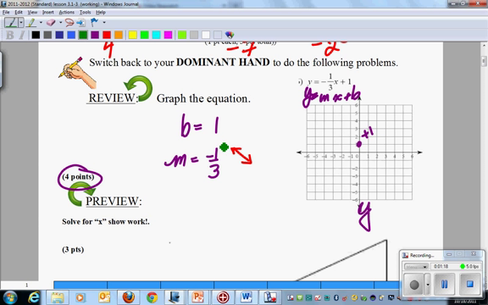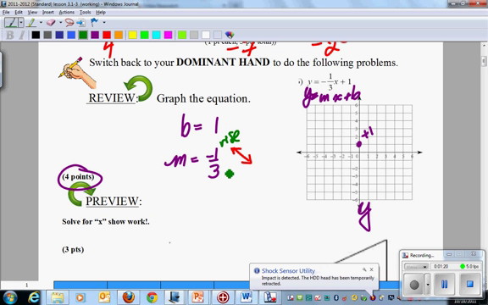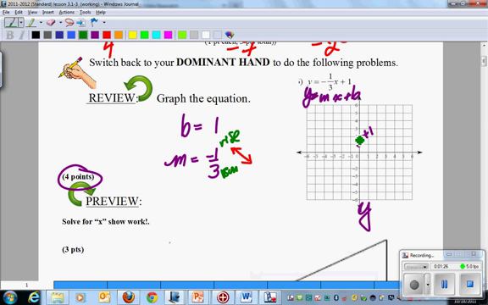Now, my rise is 1, my run is 3. So I don't worry about the negative. All I worry about is which way it tilts. I can go up 1 and over 3 this way, or down 1 and over 3 this way. Either way works.